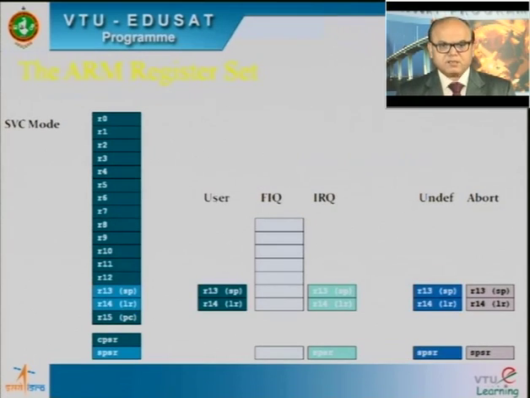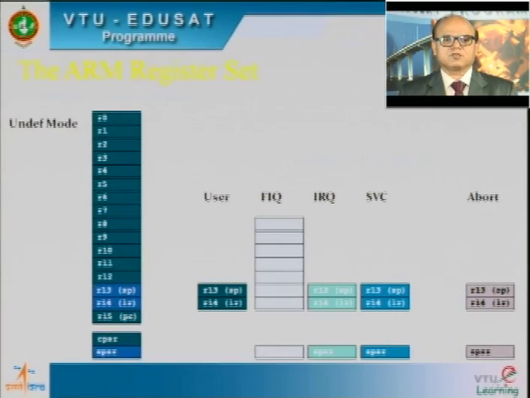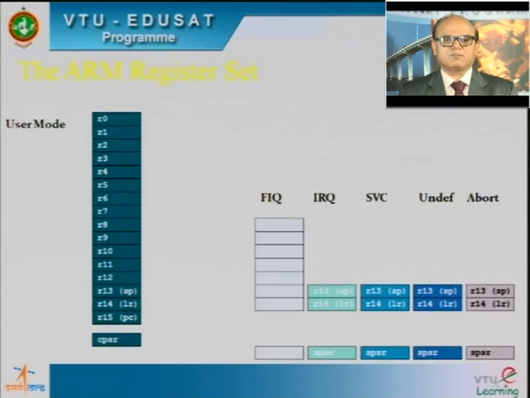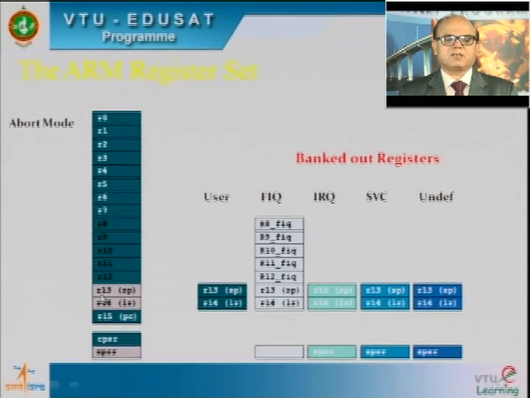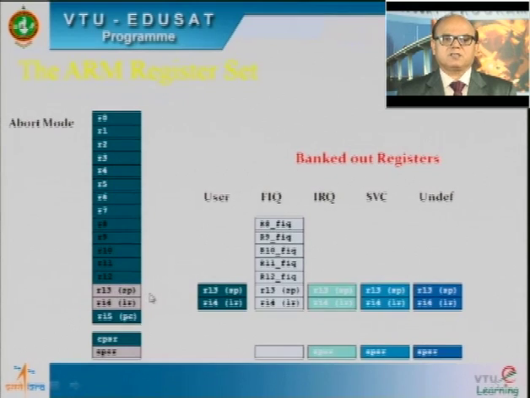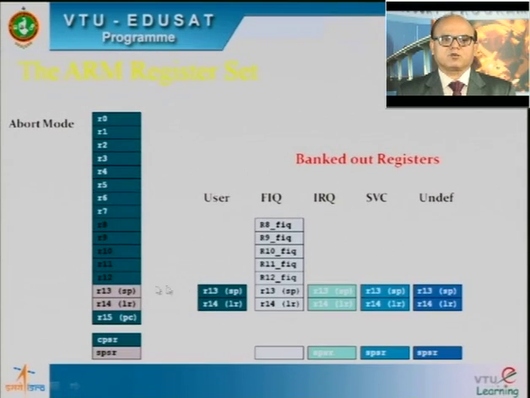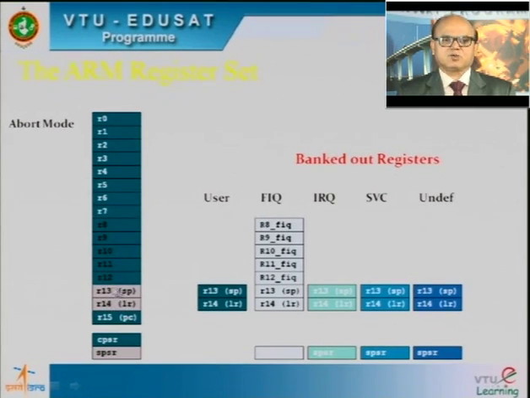And similarly the SVC mode, user mode back, then undefined mode, abort mode. Abort mode will make use of R13 abort and R14 abort, two registers that will replace R13 and R14 of the user mode. You could see the color. So these two registers which were there earlier in the user mode are set aside, and R13 and R14 of the abort mode will be in line with the R0 to R15, the 16 registers which are visible.